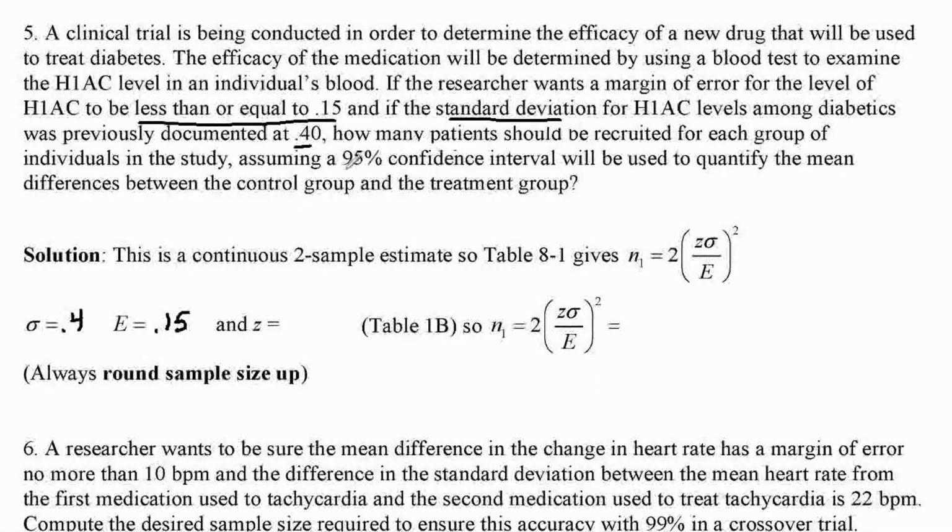And then we want 95% confidence. That's going to determine our z-value for the confidence interval. Now here again, they also say assuming a 95% confidence interval will be used to quantify. They want to know how many patients should be recruited. So here again, they've told us a confidence interval.